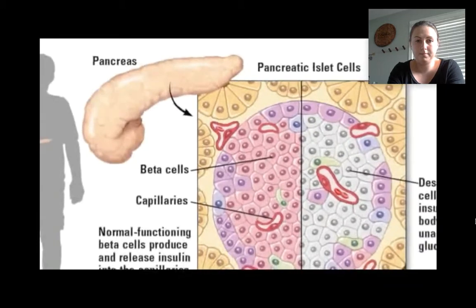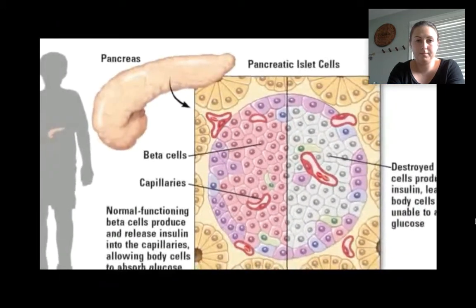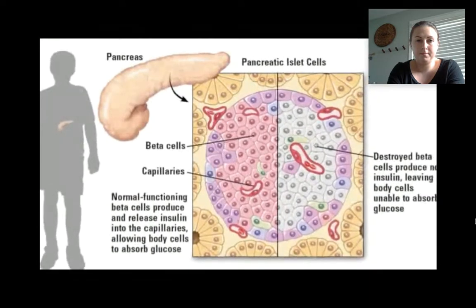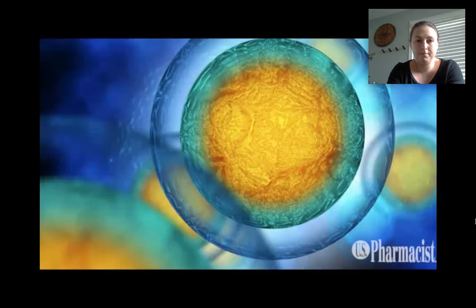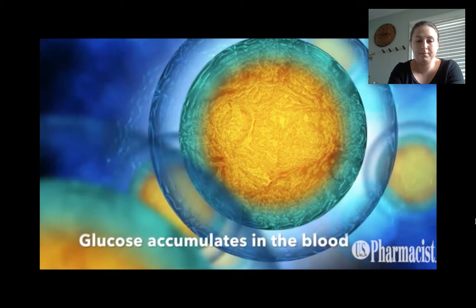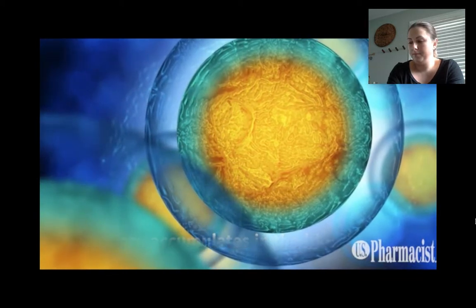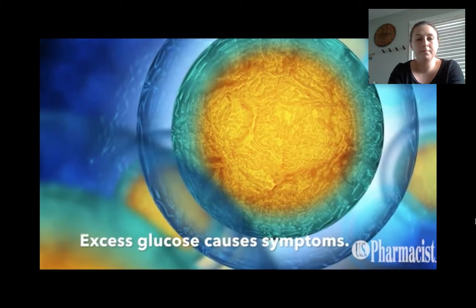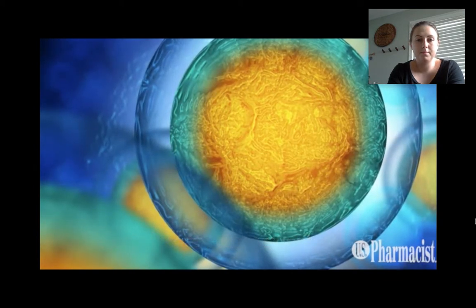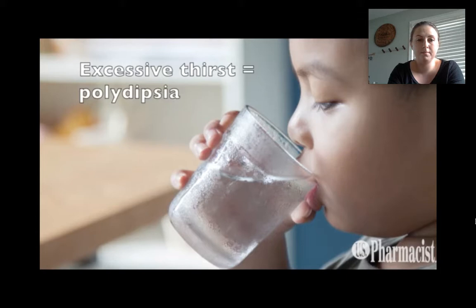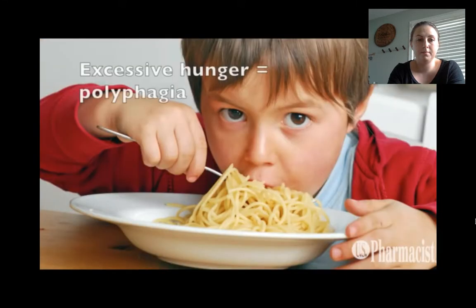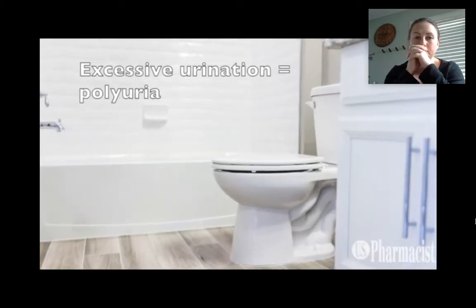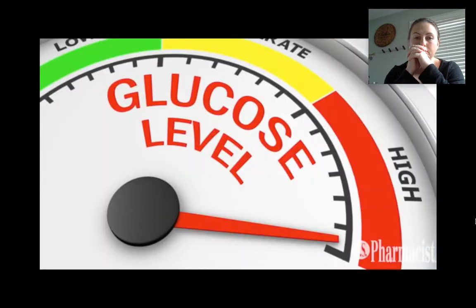Though the leading theories suggest that a combination of genetic patterns and exposure to some viruses correlate with the onset of type 1 diabetes. Glucose accumulates in the bloodstream when there's not enough insulin to allow for it to enter the cells. This accumulation of glucose in the bloodstream causes the most common symptoms of type 1 diabetes, such as excessive fluid intake from extreme thirst, excessive hunger and ingestion of food, and frequent urination with high volumes of urine. And finally, very high blood sugar levels, called hyperglycemia.